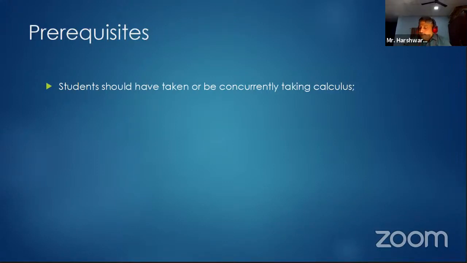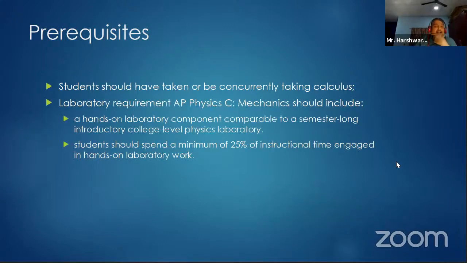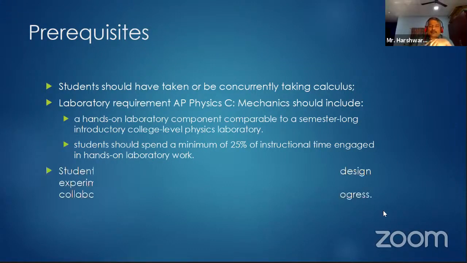So as a combination, the AP Physics C course would work with somebody who is concurrently doing the calculus APs as well, or who plans to take the calculus APs along with the physics APs. The laboratory requirement for AP Physics C includes a hands-on laboratory component comparable to a semester-long introductory college-level physics lab. So basically, if you have taken physics in your schools, I'm sure you must be doing some laboratory work. So it is suggested that you must maintain your laboratory manuals as well.